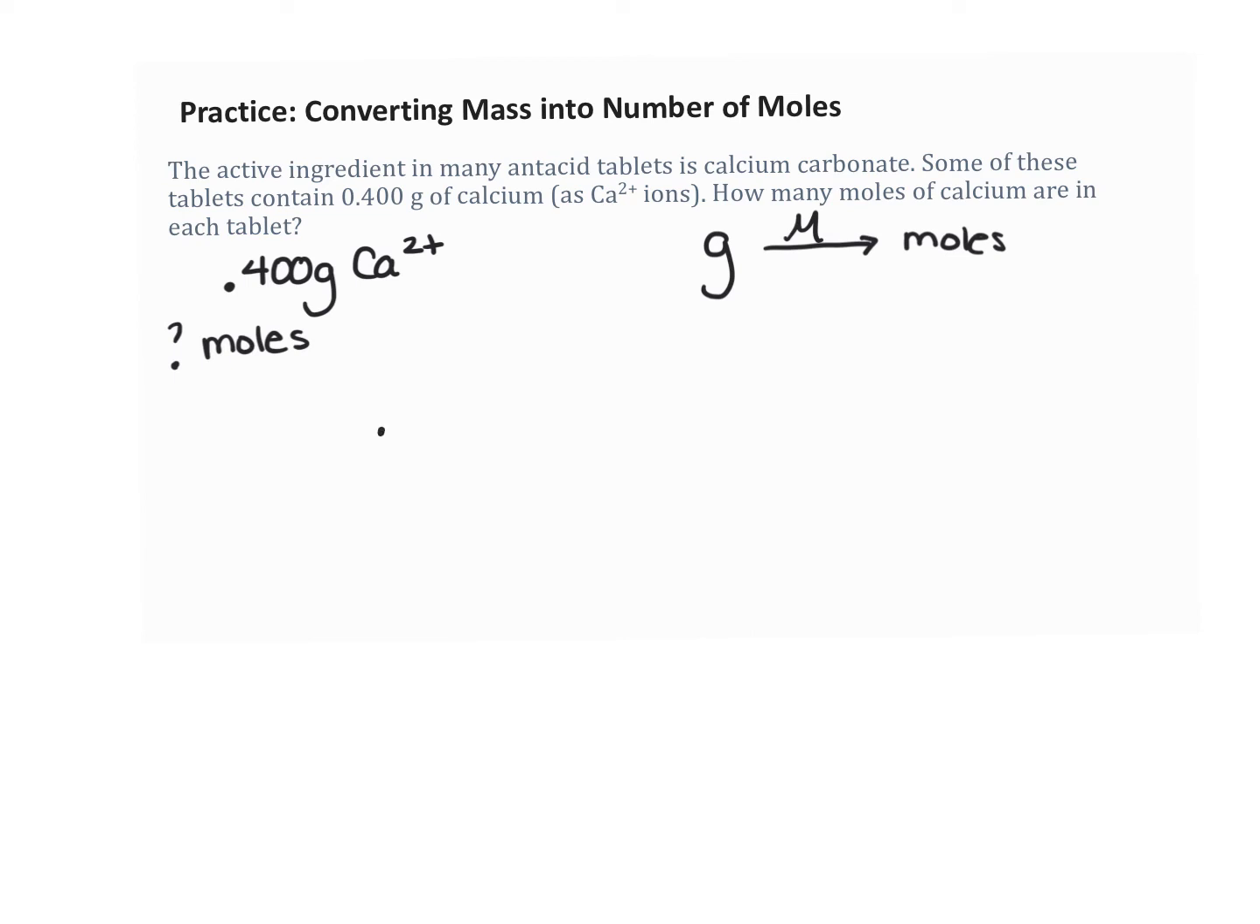So we're going to set this up and say, okay, great. I have 0.400 grams of calcium 2+, and I need to put the molar mass here, and I need to use the molar mass in such a way that the grams are here and the moles are here, so that my grams will cancel out and I'll be left with moles, which is what I'm looking for here.